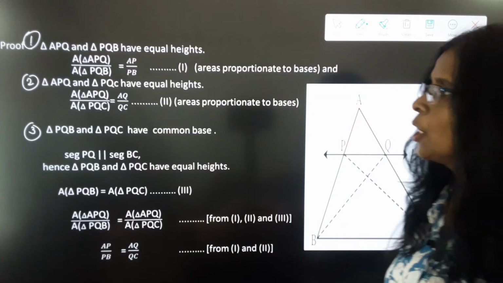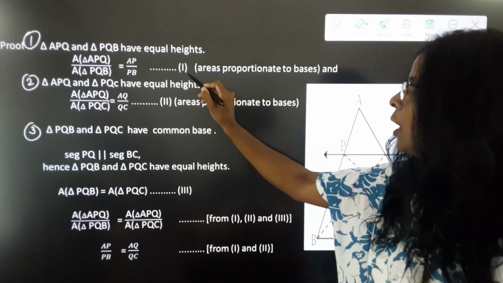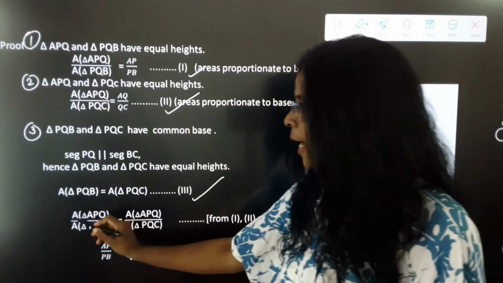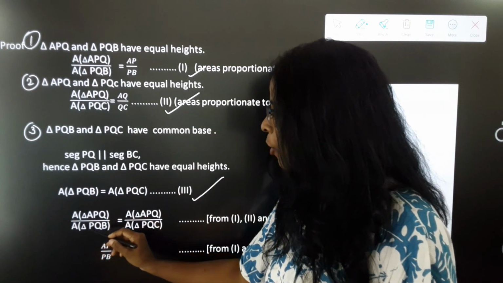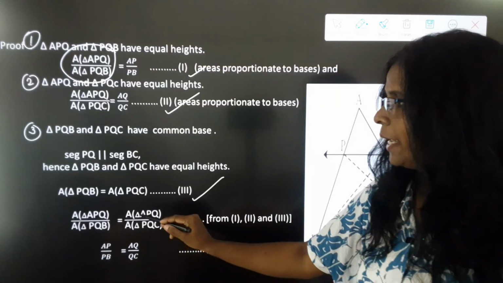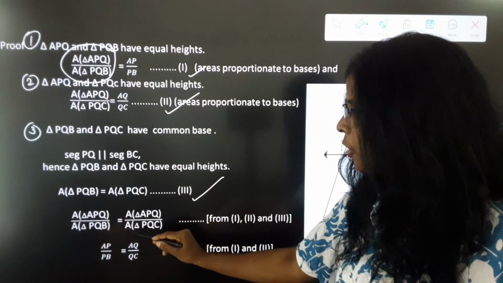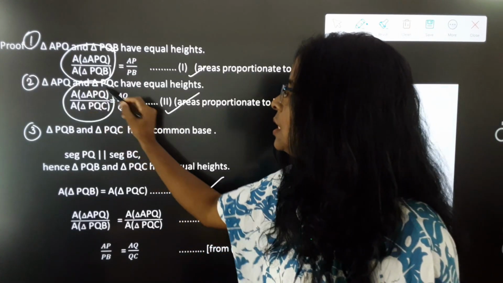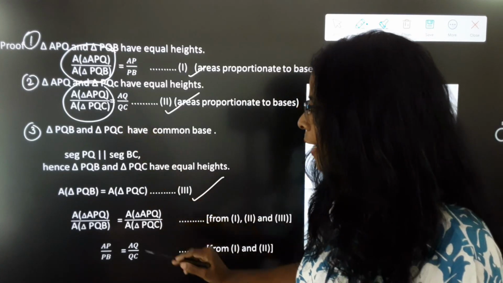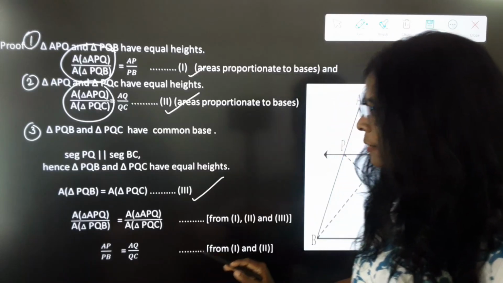So now students, from equations 1, 2 and 3, we can conclude that area of triangle APQ upon area of triangle PQB is equal to area of triangle APQ upon area of triangle PQC. Okay students, but here now, areas of PQB and PQC are both equal.